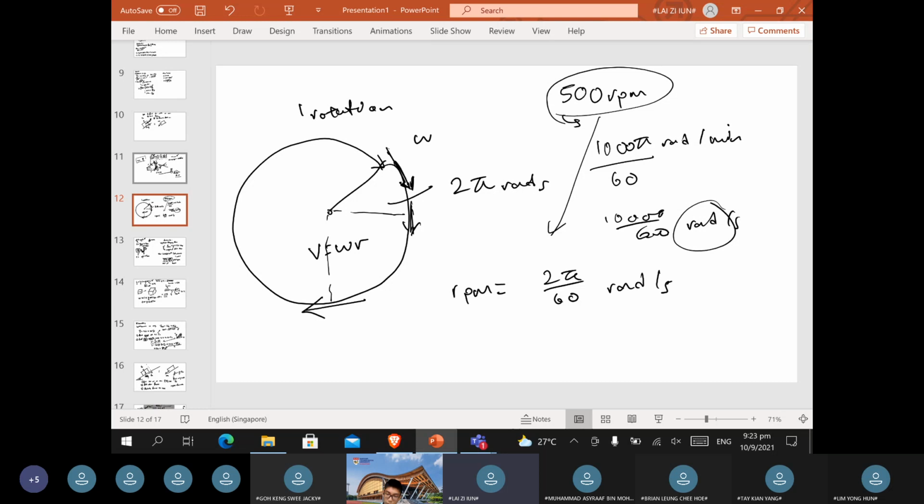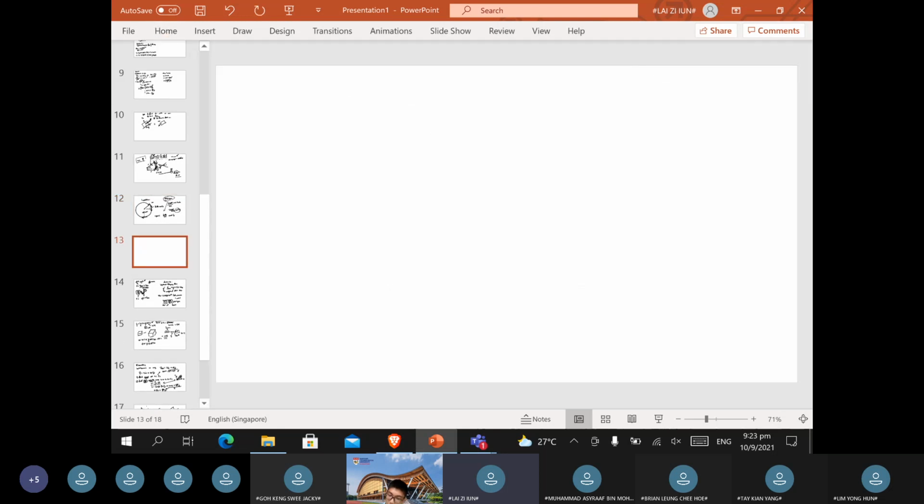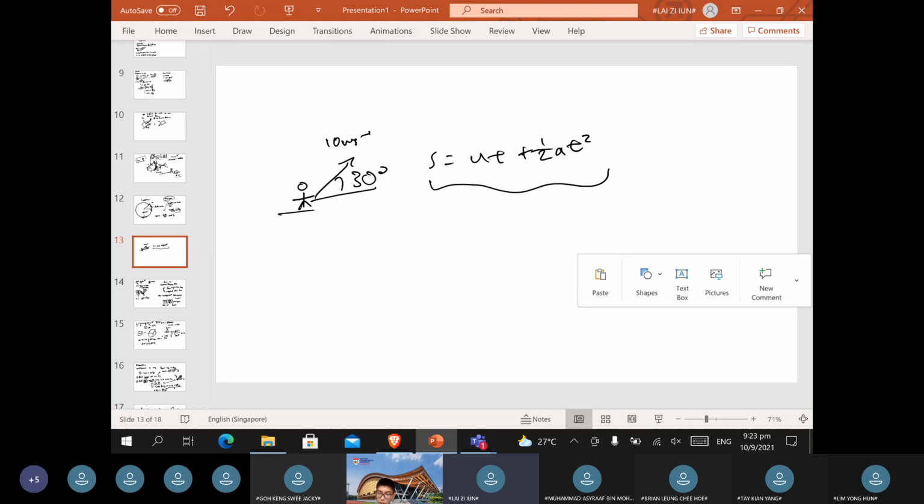Okay, the easiest way I know to explain the sign convention is to take a case like this. If you're standing here and you throw a ball up, let's say at 10 meters per second at an angle of 30 degrees. I think this might be useful. This is the equation that we are given, ut plus half at squared. Then I ask you to find the vertical displacement.